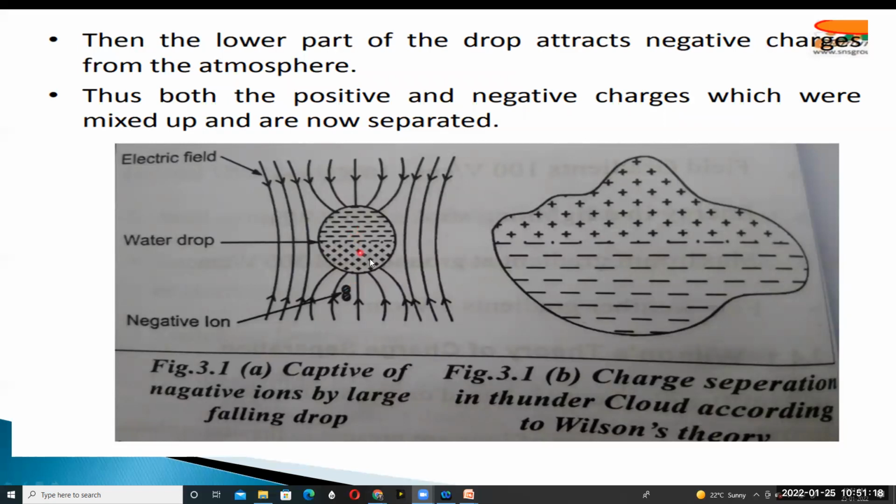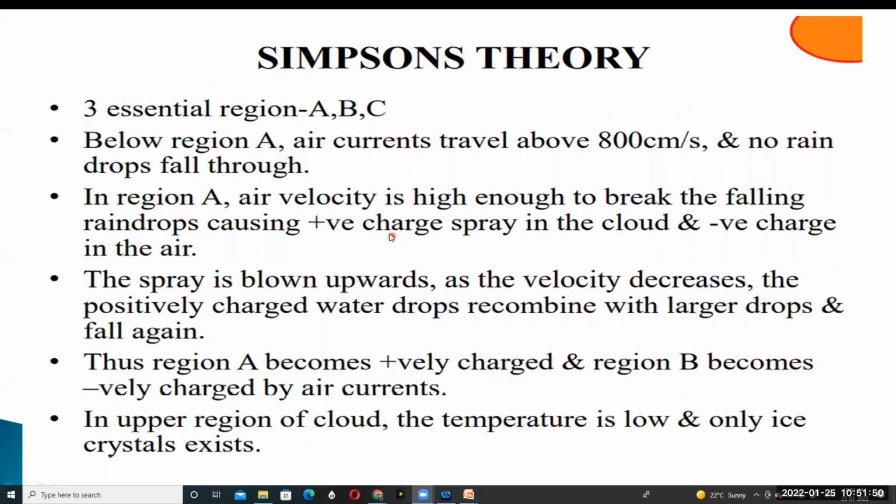Then the lower part of the drop attracts negative charges from the atmosphere. So positive and negative charges, which were mixed up, are then separated like this. This is the charge formation in the cloud according to the Wilson theory.